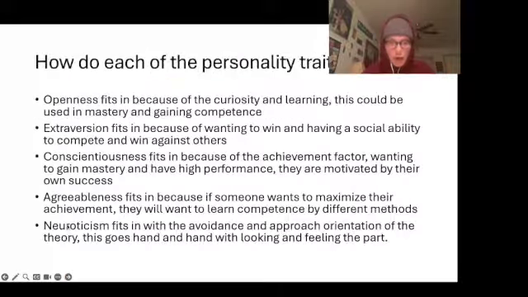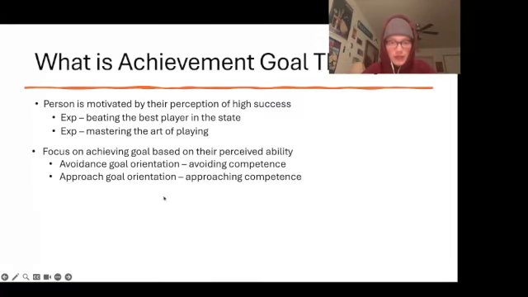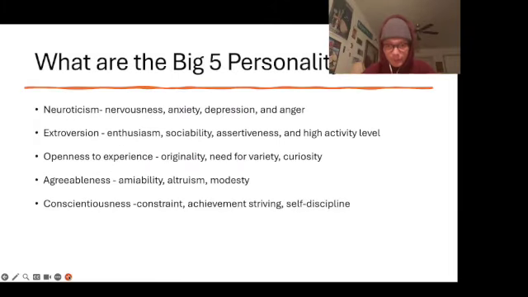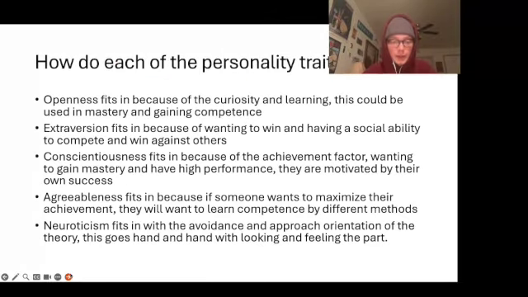Boom. Neuroticism fits in with the avoidance and approach orientation part, which if we don't remember what that is, that's right here. So avoidance goal orientation is avoiding competence, and approach goal orientation is approaching competence. Kind of in the name there. So how does that fit in? So that fits in with looking and feeling the part is what I have written down.